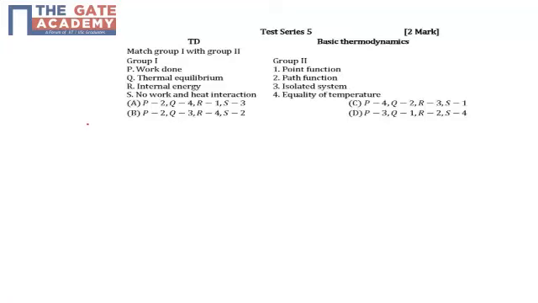Let's discuss a question from thermodynamics. We are given two groups. We have to match the following. So, work done. Well, work done is what kind of a function? It is a path function because work done depends on the process.